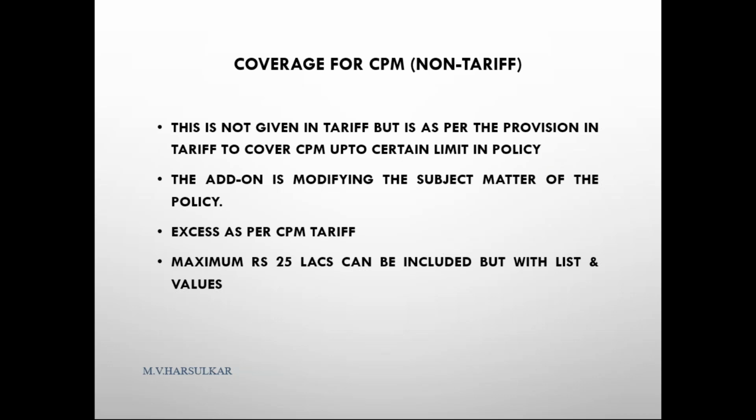So if somebody takes this cover, then there is a need to modify the policy. Again, this is the same thing, modification of the subject matter of the insurance. The excess is as per the CPM tariff and not the project policy. So when you are giving the list of machines in the policy, the excess should also be mentioned separately. Many times you may find that the CPM sum insured is given, but there is no endorsement attached. An endorsement has to be there as per the wording here.